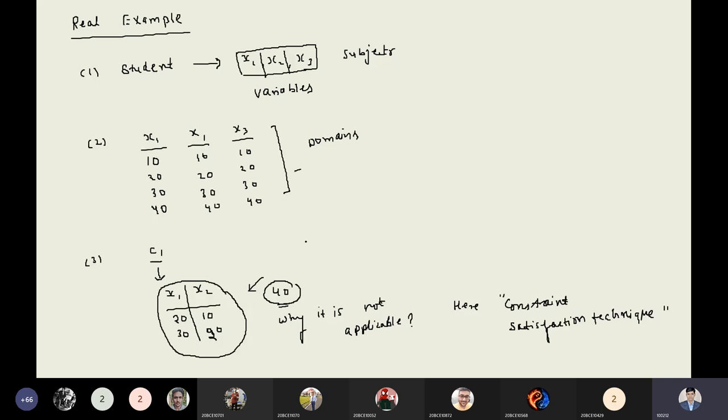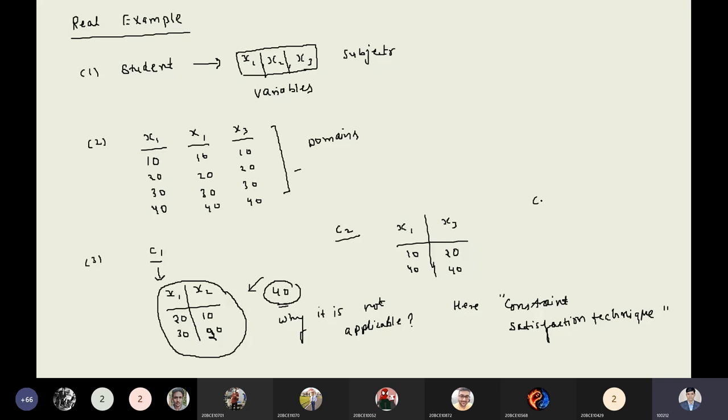Okay, so like C1, we can define many constraints. C2 I'm taking, only X1 and X3. Here I can define the 10 and 40. Here I can define the 20. So no issue. 30 I can't take, that is the only reason.